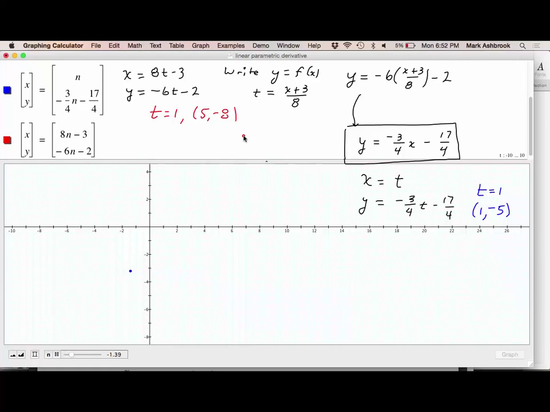So is it the same function or a different function? Different functions and parameters. They are different functions that generate the same set of points. Just by plugging in t equals 1 to that first one, I got 5, negative 8. I plug it into the second one, I get 1, negative 5. That's a different set of functions. But when you let t vary for both functions, you end up with the same set of coordinate pairs x, y.